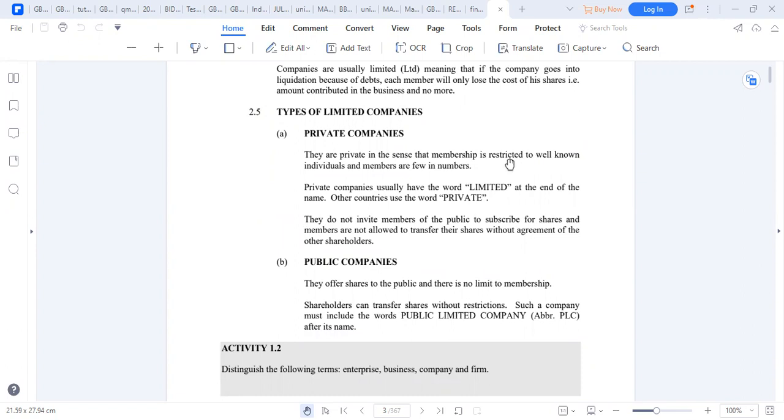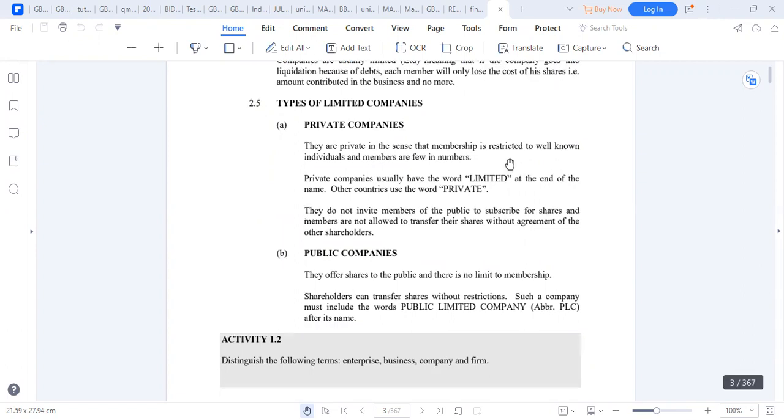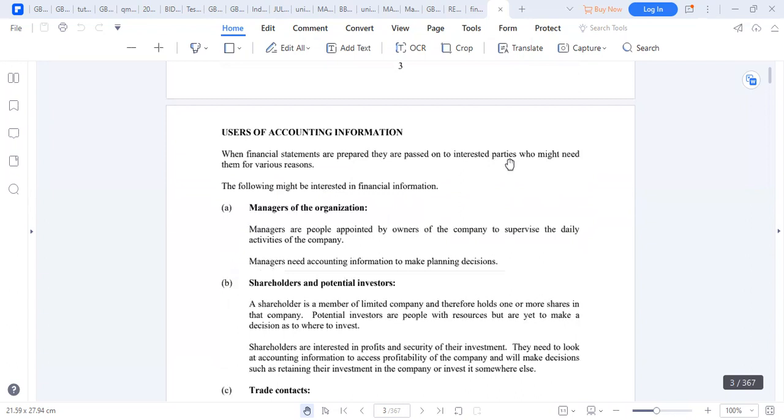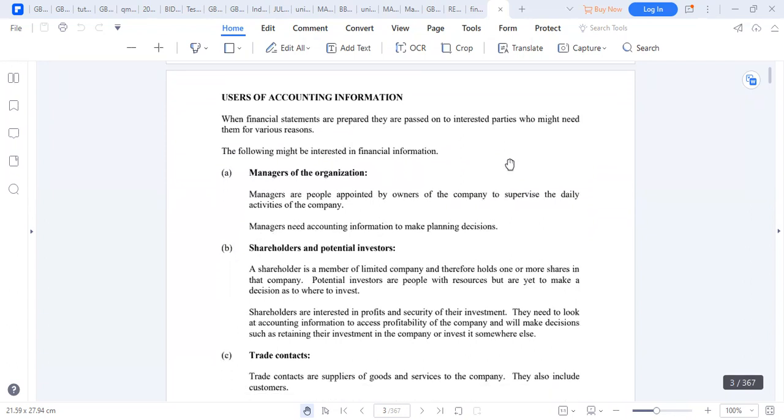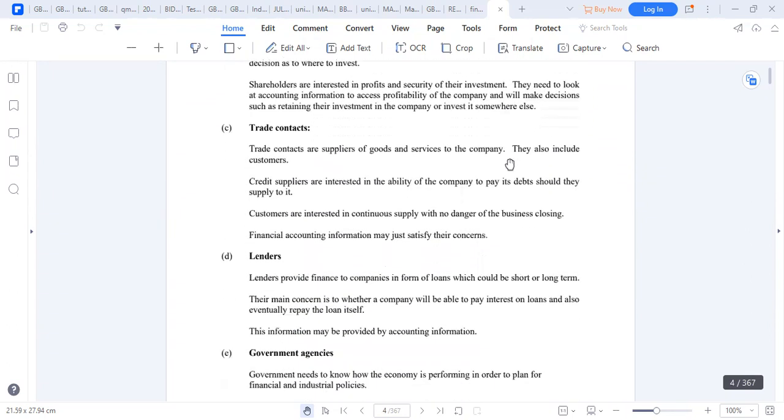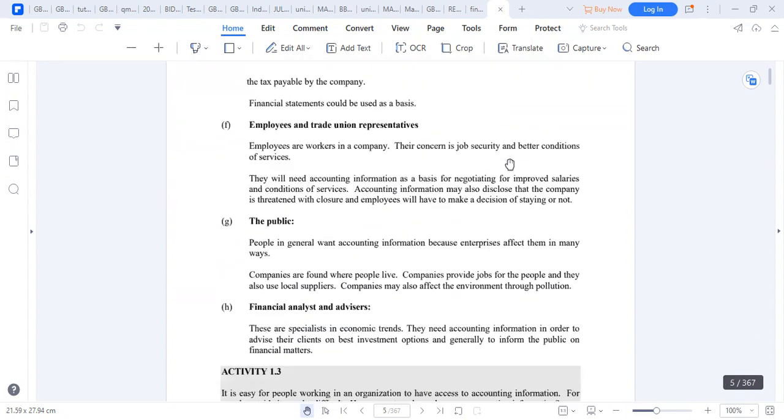And so we defined the two types of limited companies as being private and public limited companies. Private ones end with LTD, which is limited, whereas public end with PLC, which means public limited company. We also looked at the users of accounting information that I've already talked about.